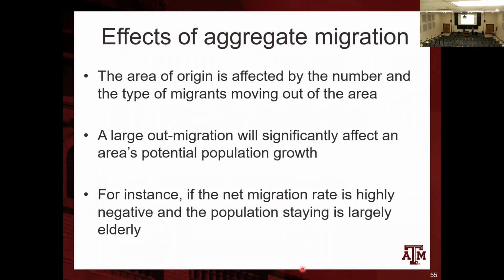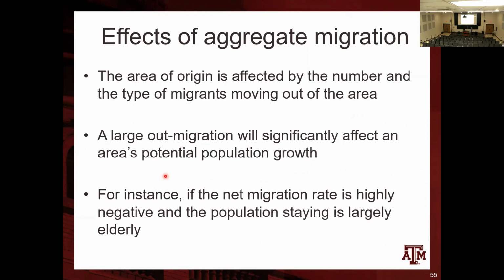And the effects of aggregate migration. Like I mentioned before, the area of origin is affected by the number and type of migrants moving out of the area. If you have a rural area losing a lot of young adults that are really active and ready to work, and they leave those areas, the people left behind will have more difficulty making those areas grow economically. So that will have an effect on the people left behind. A large out-migration will significantly affect an area's potential population growth and economic development as well.